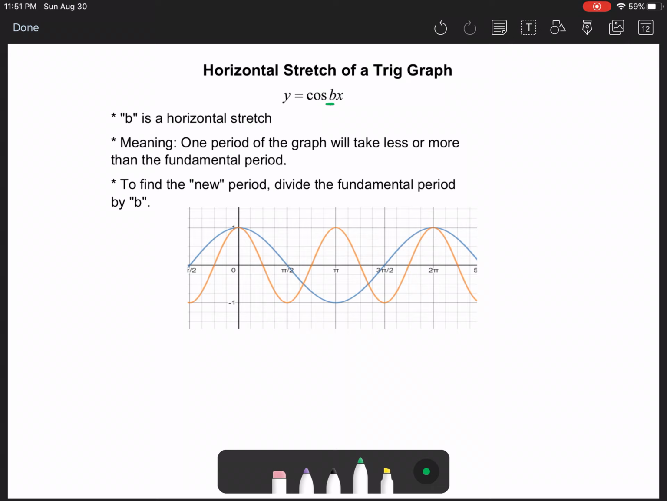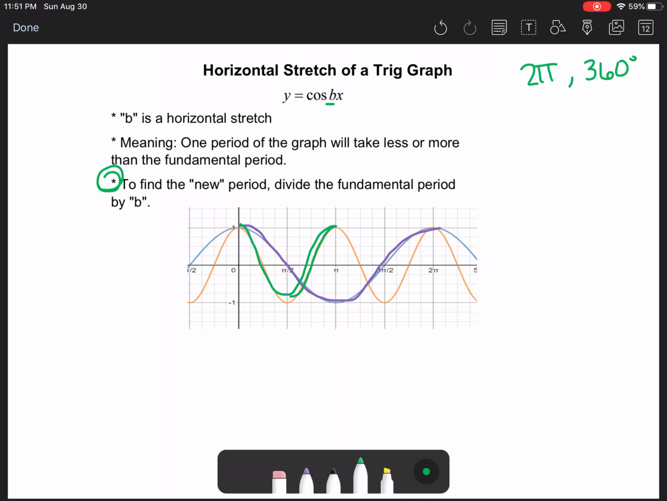So to find the new period, what we do is divide the fundamental period by b. Now remember, fundamental period is 2 pi, or if we were working with degrees, it's going to be 360 degrees, right? Because those are equivalent. So if you look at this example here, we're looking at cosine again. Here is my normal cosine curve, from 0 to 2 pi.